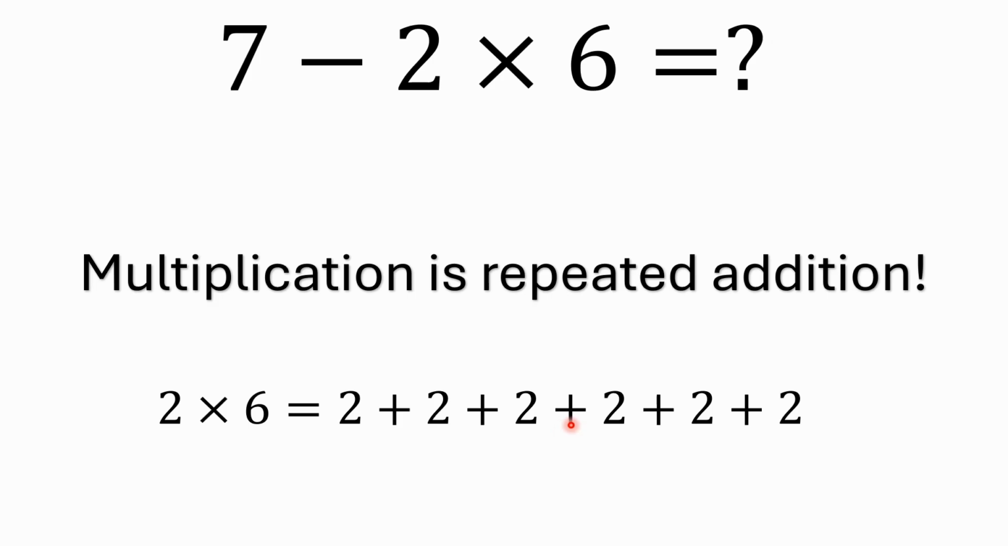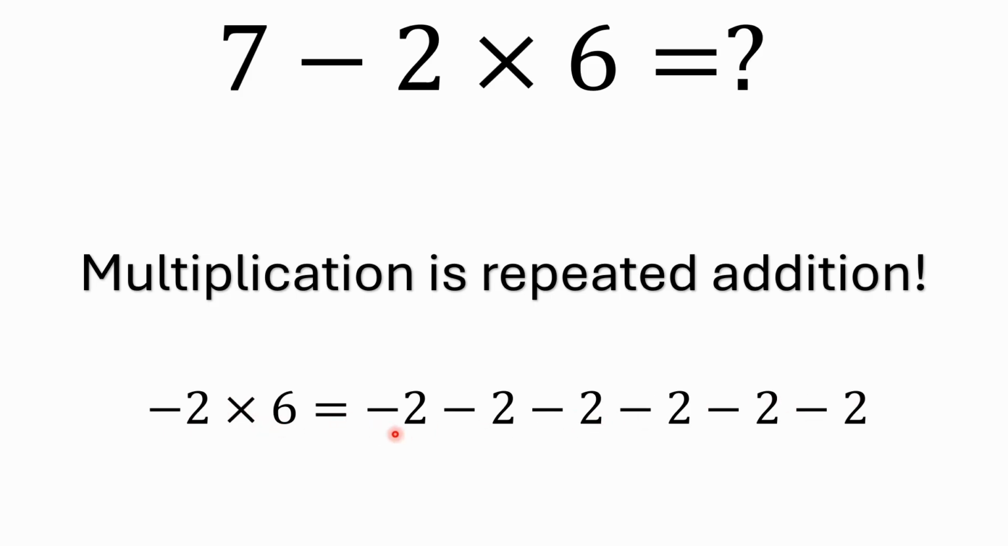Now, which would you rather write? Multiplication is shorthand for repeated addition. I'd much rather write 2 times 6 than have to add it 6 times like that, wouldn't you? I would. Now, we have the negative sign here in front of the 2 times 6. So negative 2 times 6 is the same thing as subtracting 2 6 times. So negative 2 minus 2 minus 2 minus 2 minus 2 minus 2, right? So what does that equal? It's the same thing as negative 12.